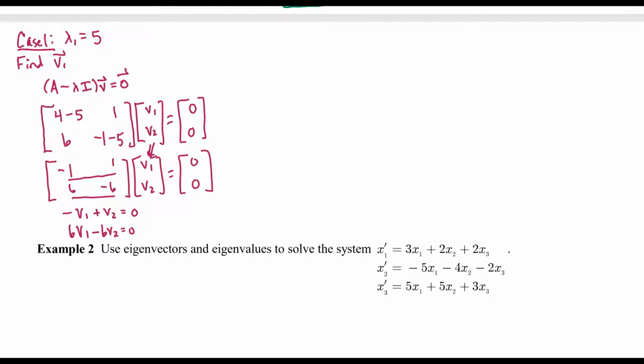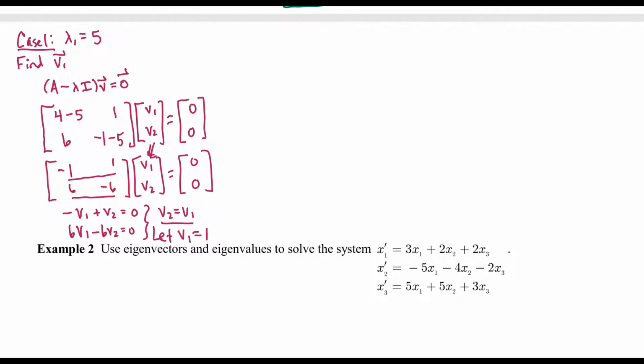That means there is an infinite number of solutions to this matrix equation. I just need to find one. So if I solve for V2 in terms of V1 for either equation, I'm going to end up with this relationship: V2 is equal to V1. So when I determine the eigenvector that corresponds to the first eigenvalue 5, I just have to choose constants that exhibit this relationship. So let's suppose V1 is equal to 1.